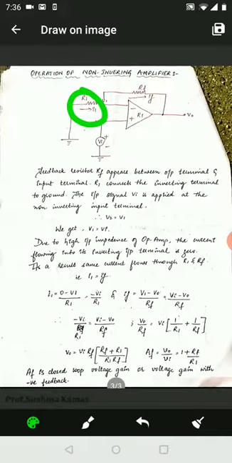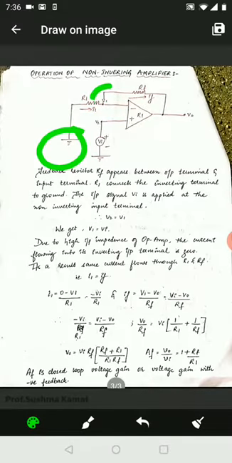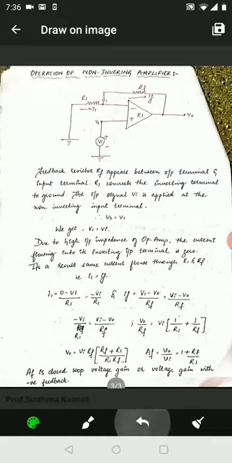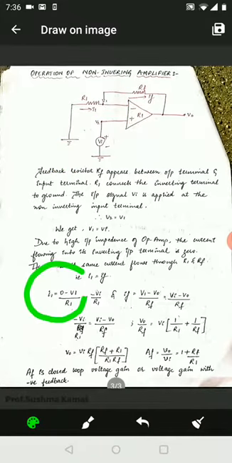I1 is the current situated between two potentials across resistance R1. The first one is the ground potential, the second is V1. So if I want to write the value for I1, it is 0 minus V1 upon R1, which is nothing but minus V1 upon R1. But the V1 value is equal to Vi, that is why it is minus Vi upon R1. So the I1 value is found.